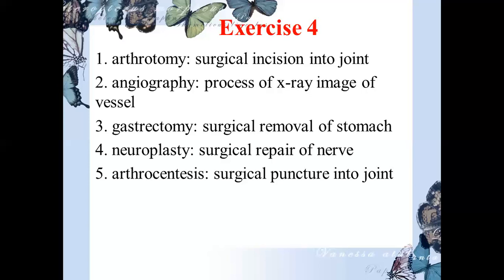The fourth one, neuroplasty. Neuro means nerve. Plasty means surgical repair. So this word means surgical repair of nerve. The fifth one is arthrocentesis. The first part, combining form arthro, means joint. Centesis means surgical puncture. So this word means surgical puncture into joint.